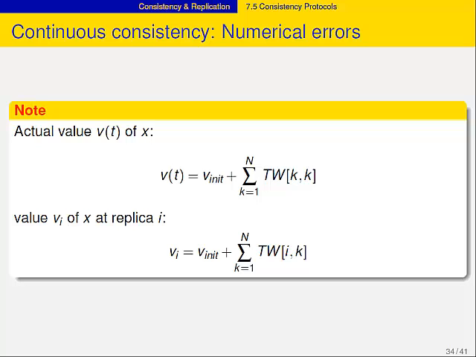So the sum of k from 1 to n of TWKK is nothing else but the total collection of rights that have been submitted to the system for data item X. Is that clear to everyone? And then suddenly this thing makes sense. Just a minute. I'll just finish my sentence and I'll come back to you. The value of X at time t is its initial value plus all the rights that were submitted to the system. That makes sense, right?